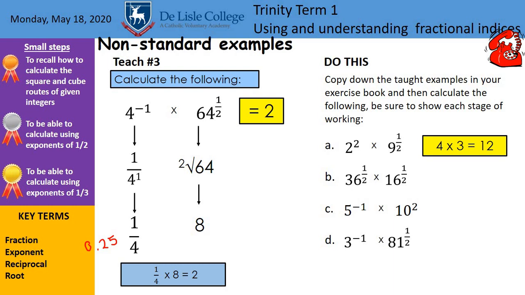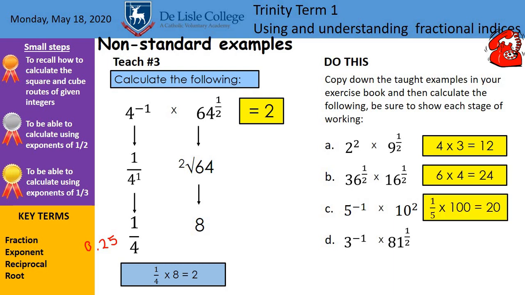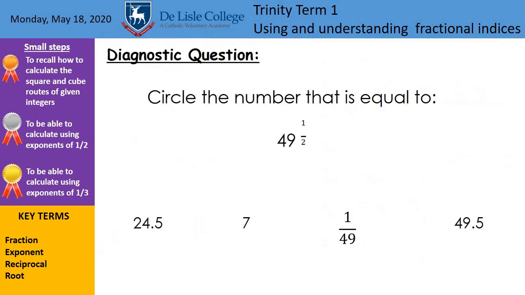Right, good. So we should have 4 times 3, which is 12. 6 times 4, which is 24. 1/5 times 100, so that just means a fifth of 100, and 100 divided by 5 is 20. And then a third times 9, so a third of 9 is 3.